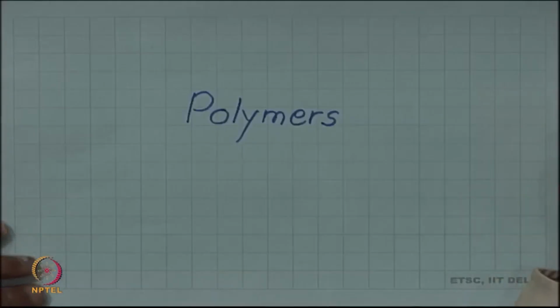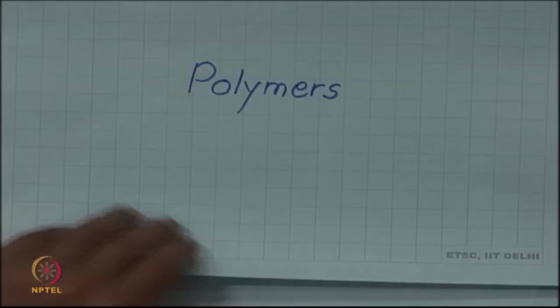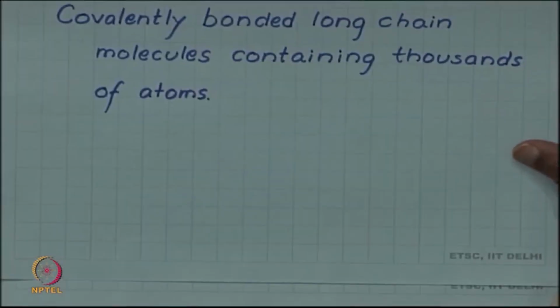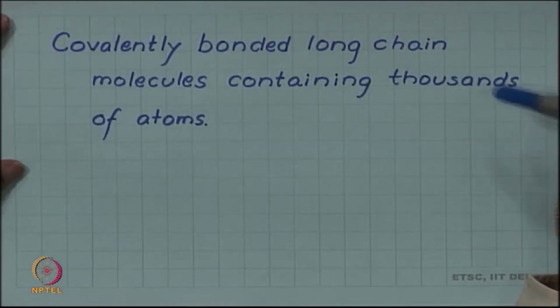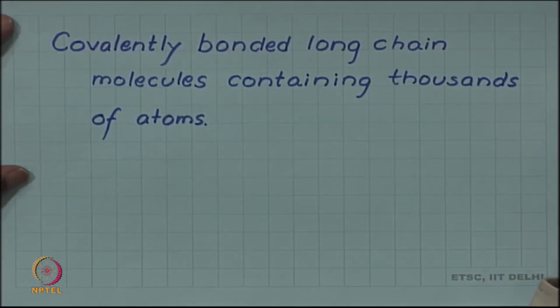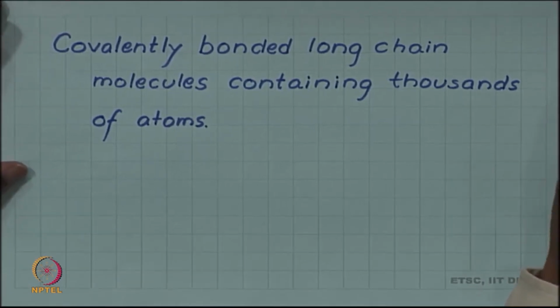Let us now discuss polymers. Polymers are a very important class of materials and are very different from other classes of materials like metals and ceramics. The difference mainly comes from a very special structure which they have. They are covalently bonded long chain molecules. This is a particular speciality of polymers, that they consist of long chain molecules.